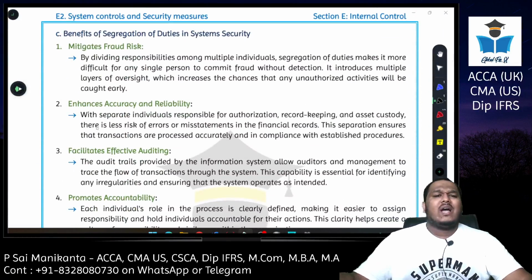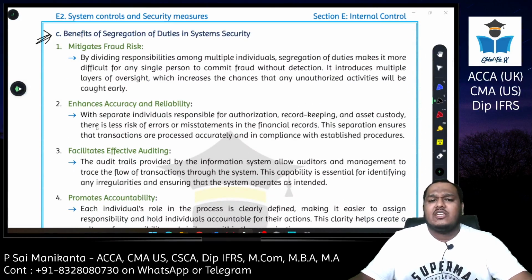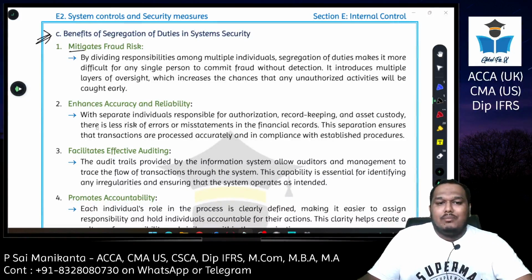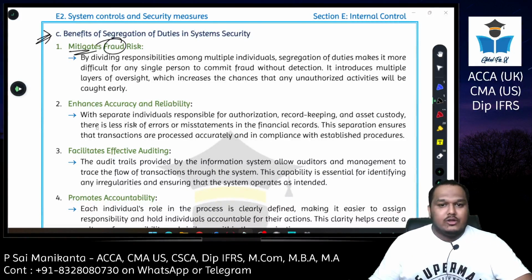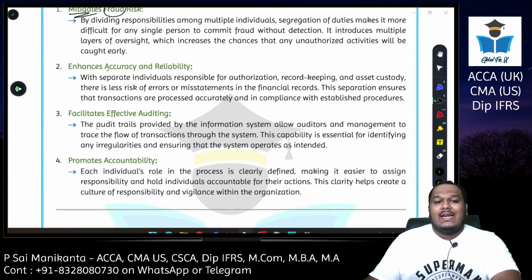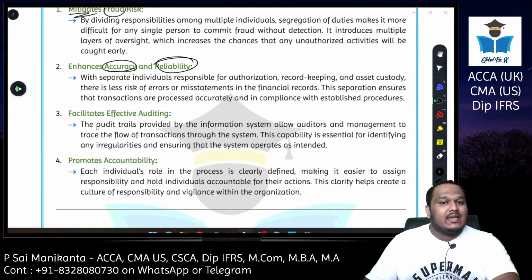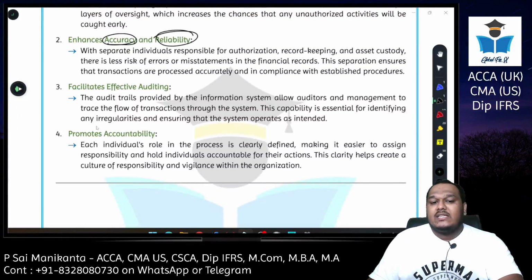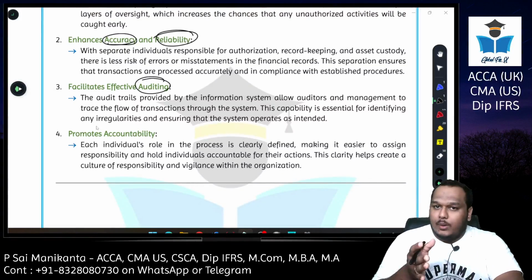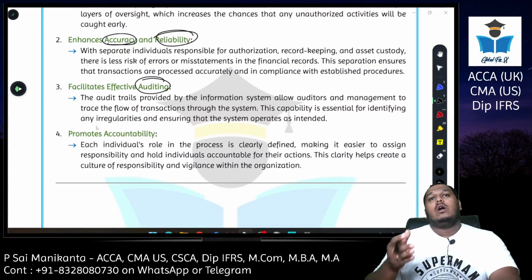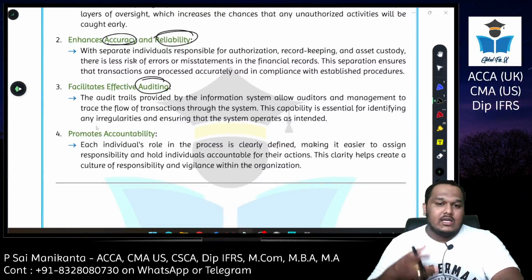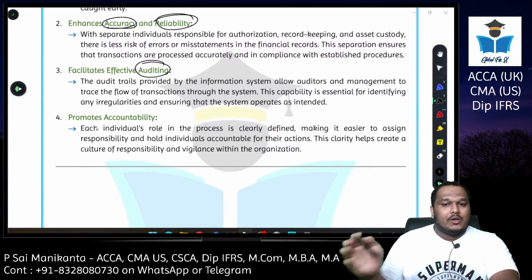Now, what are the benefits of having segregation of duties, sir? Common sense. I won't even go through these things. It will mitigate the risk of fraud. It enhances accuracy and reliability. It will increase the trustworthiness of the system. It facilitates audits, so auditors can clearly see who recorded the transaction, who approved the transaction, who made the physical payment, who has the physical custody, and who did the reconciliation. That is clearly available. Audit trail is available.